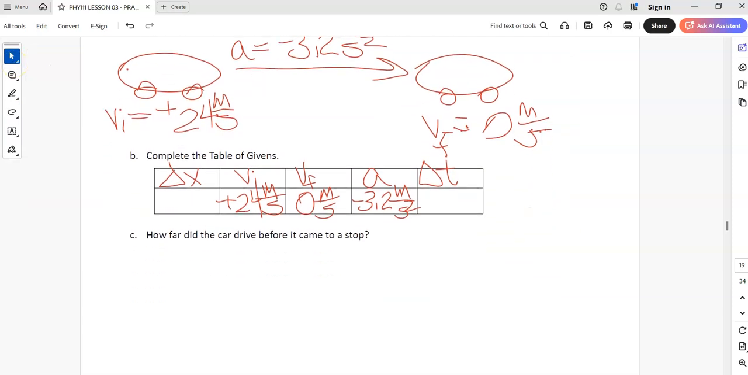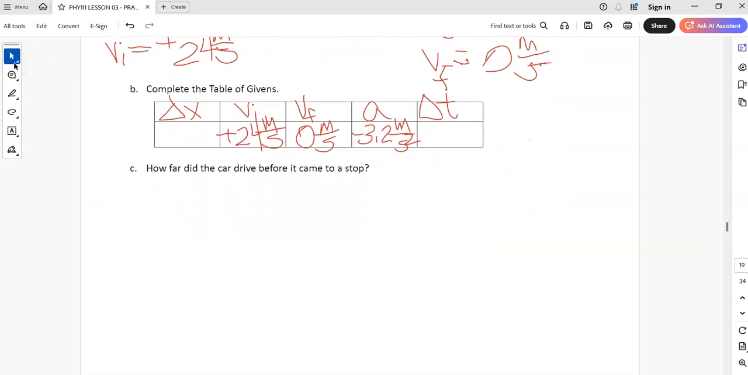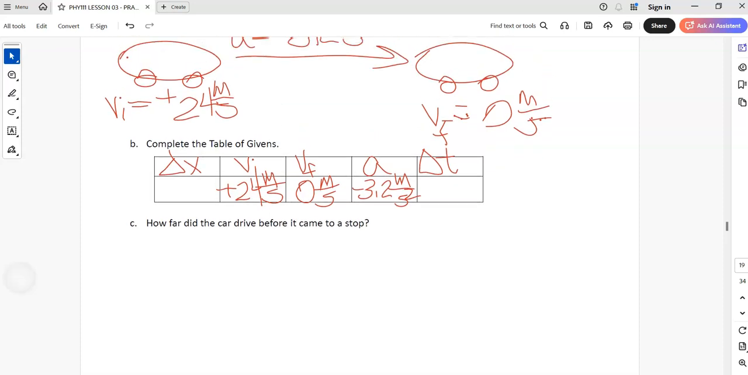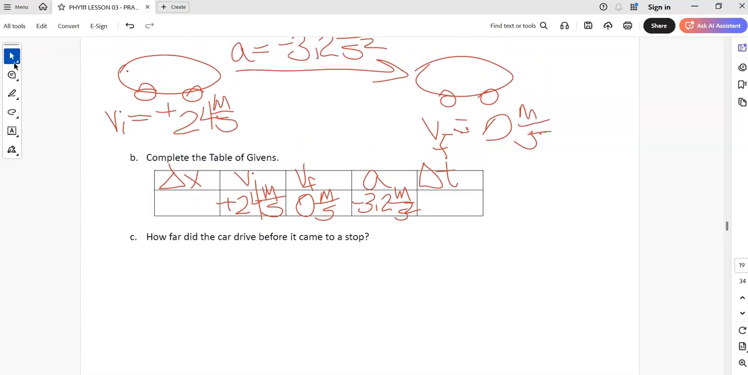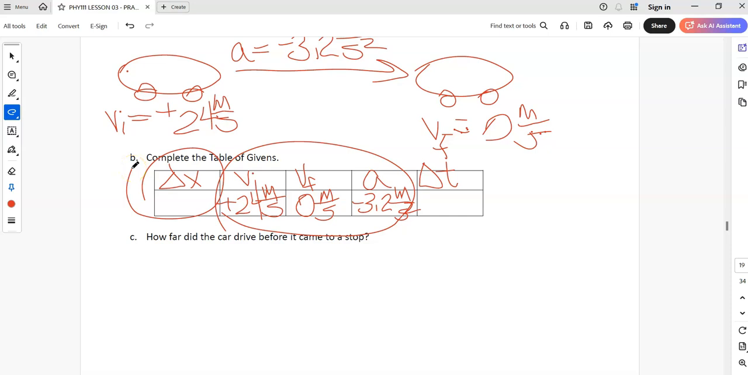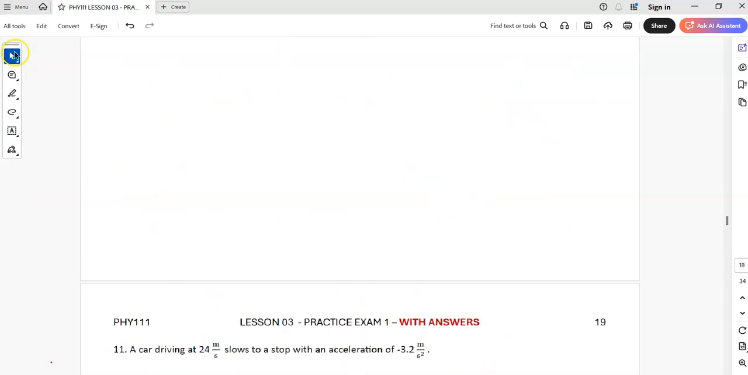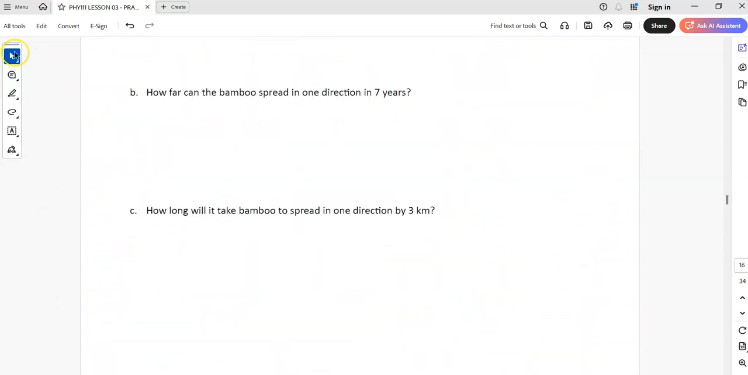Now, we scroll up a little further and we see what the problem is. It says, how far did the car drive before it came to a stop? How far did it drive? Well, that's asking for a distance. Technically, it's asking for a displacement. We want a delta x, okay? A change in x, a change in position, displacement. So we have to find a formula that has these three parameters in it, as well as our delta x. So we don't care about time for now. So we look for a formula that's missing time.